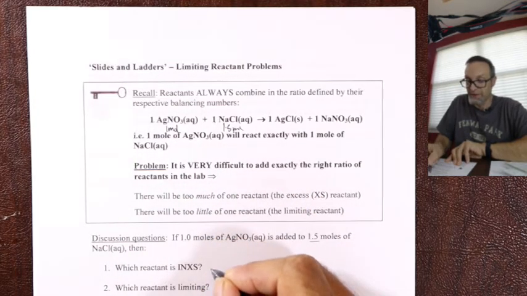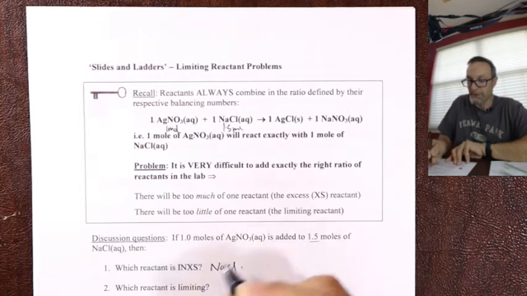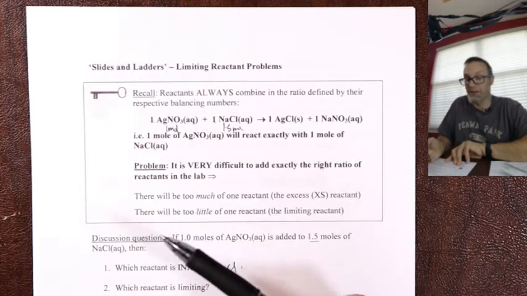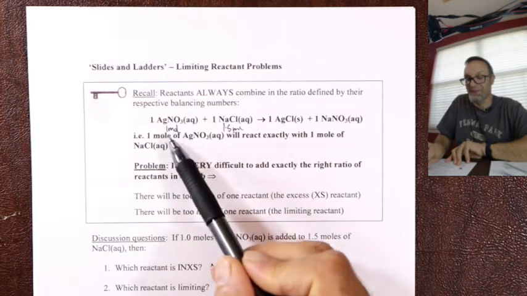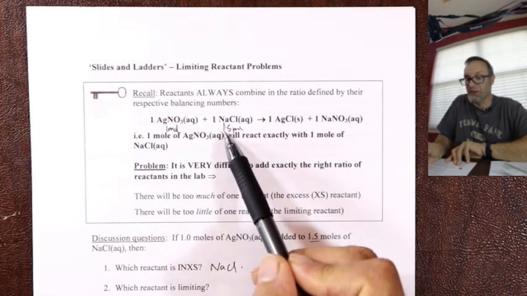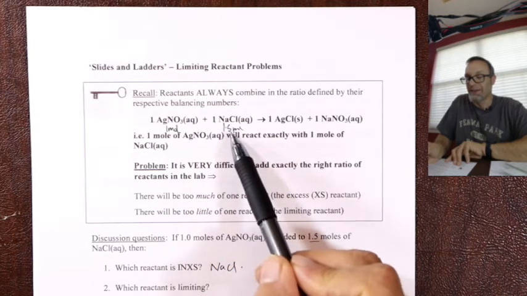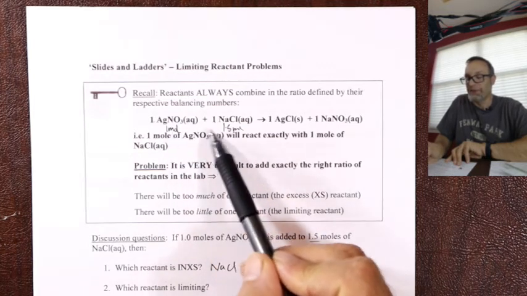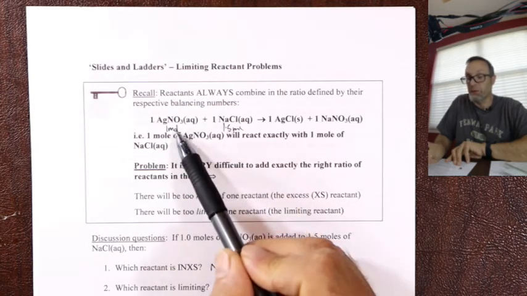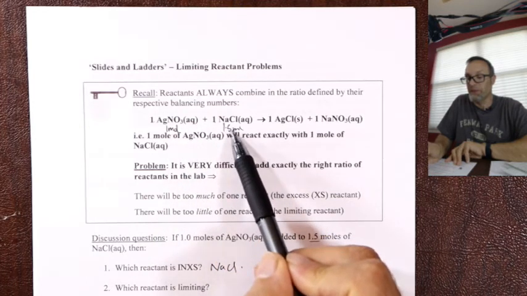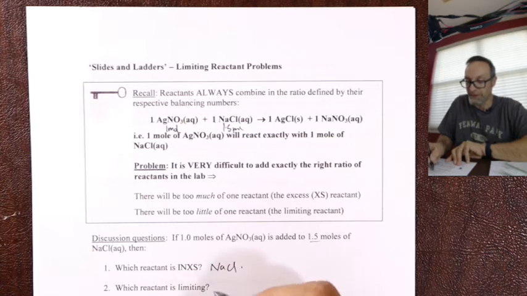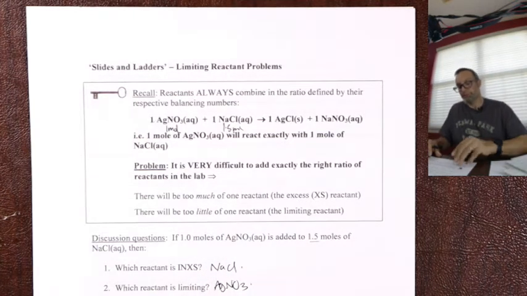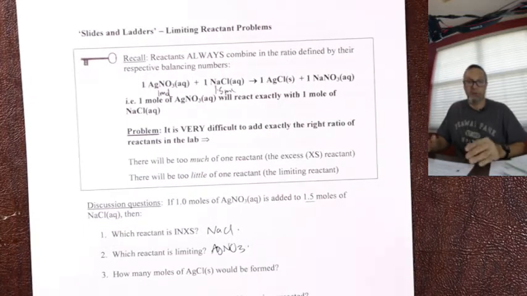So that's NaCl, which is in excess, and the limiting one is glass half empty, glass half full. If I have 1 of this to be perfect, I would need 1 of this. So this is not enough, that's too much. You can go this way, 1 needs 1, or you can go the other way, 1.5 needs 1.5. If I start this way, 1.5 needs 1.5, well, that's not enough, is it? So that's limiting. That's AgNO3.